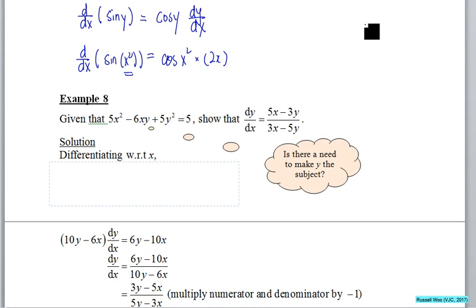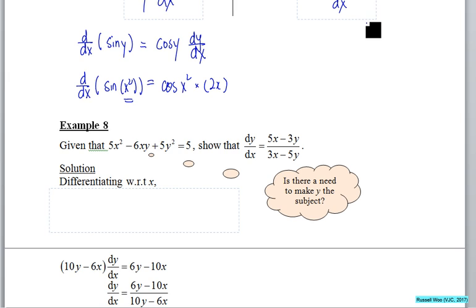Okay, example 8. Given that 5x squared minus 6xy, and so on, show this. Right? Show this, obviously. Have attention, please. We will differentiate this with respect to x.